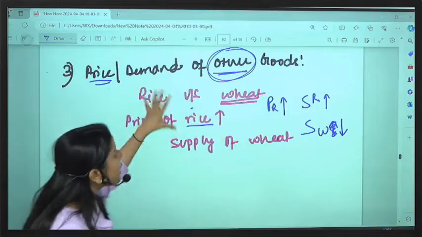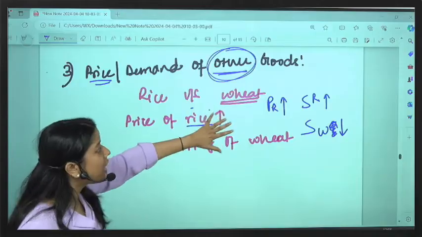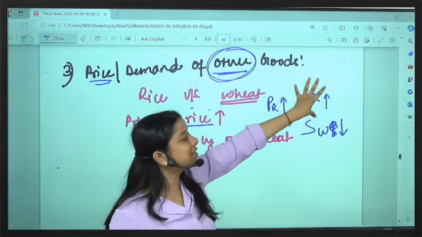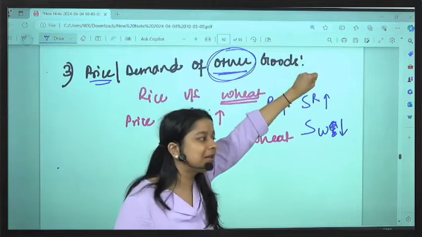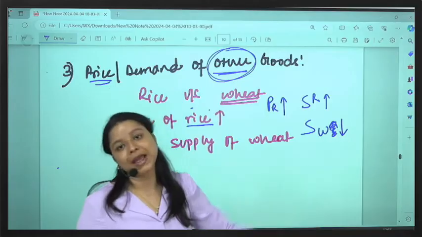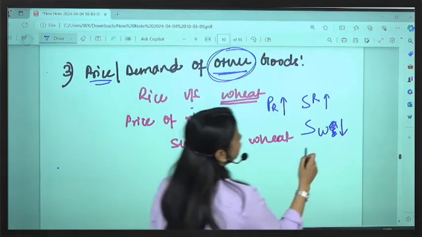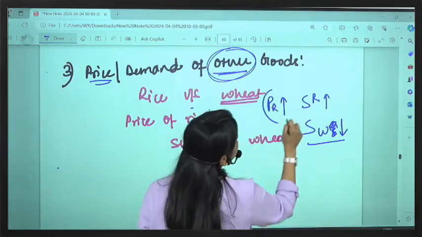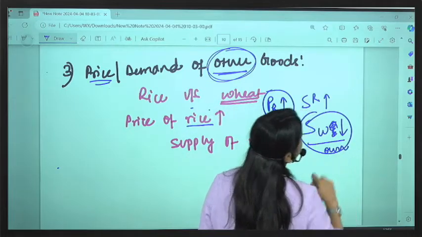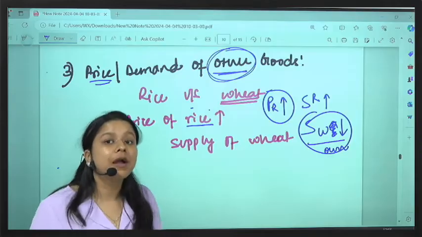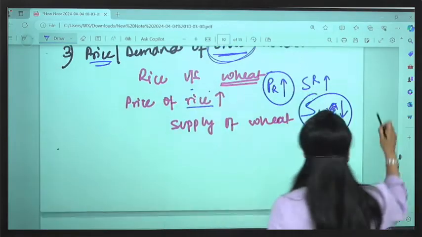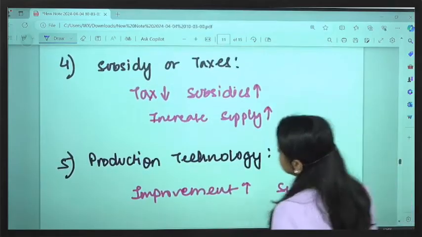So if the price of rice is increasing, I see more profitability over here, so I increase the supply for rice. But if I'm increasing the supply for rice, I will definitely have to reduce my supply for wheat, and so the supply for wheat is going down. When the price of rice is increasing, my own good, supply goes down, decrease, moving leftwards or upwards. Okay, let's talk about the fourth and the fifth factors.